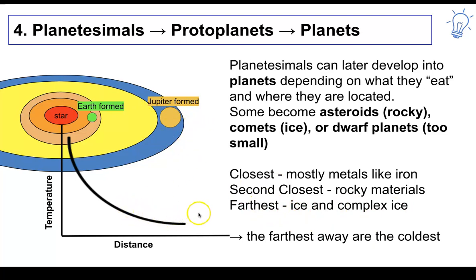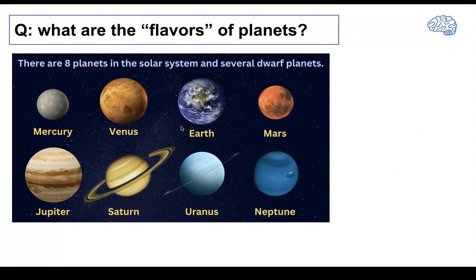It's cooler out here. And we get ice and complex ice. Complex ice means it's ice not made of water. It's like methane or carbon dioxide. And that's what the planet Jupiter is. So we get these different types of planets that form depending on where they are relative to their star. So we categorize planets based on these different types of formation.